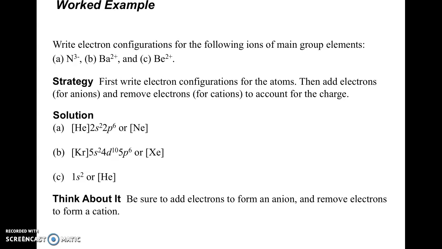All right, so nitrogen is in the 2nd row of the periodic table. So it's a 2s2, 2p3, and it would like to be like a noble gas. So it happily takes on 3 electrons, which makes it a 2p6, makes it isoelectronic with neon. The next one is barium.